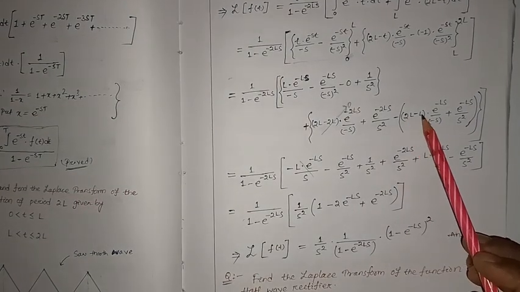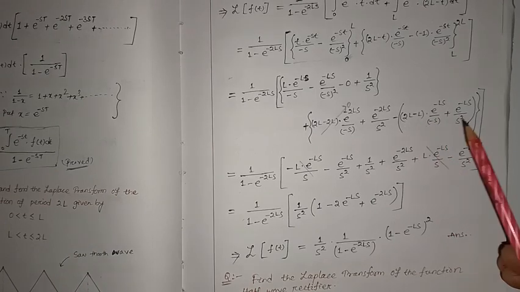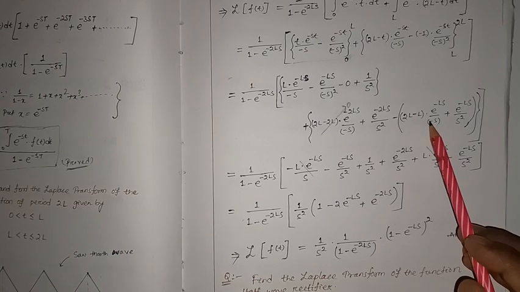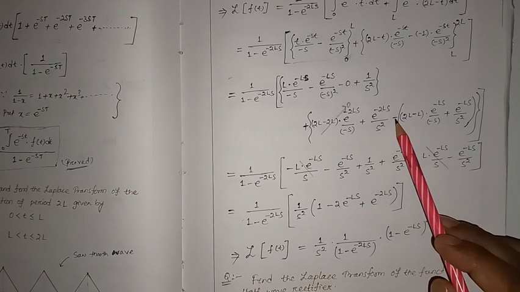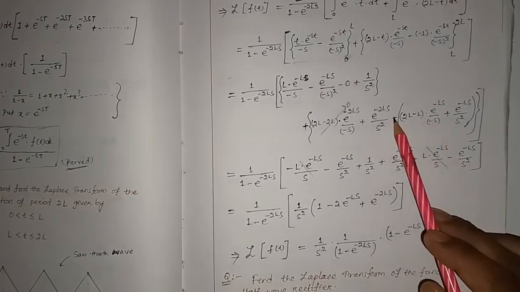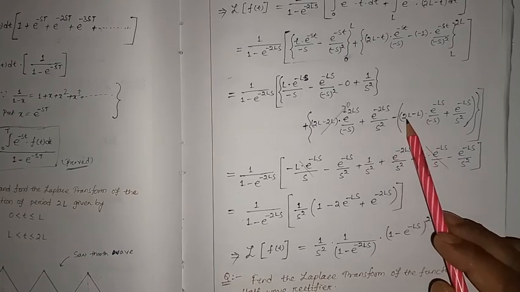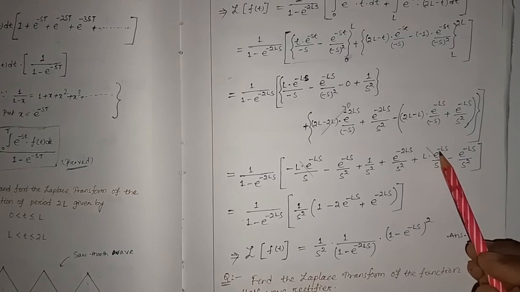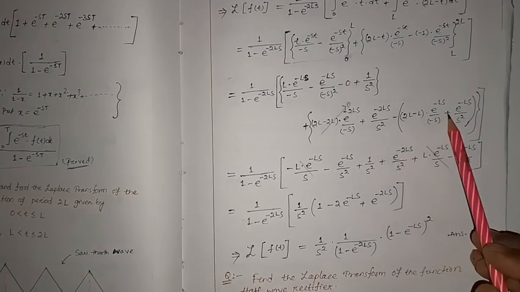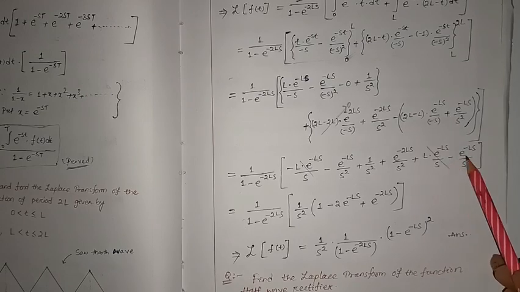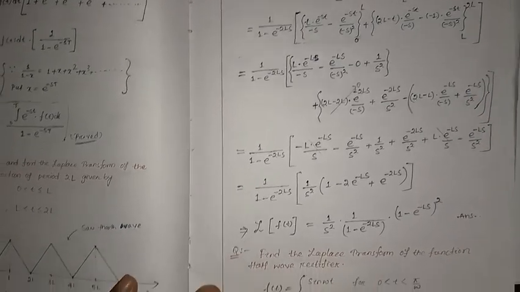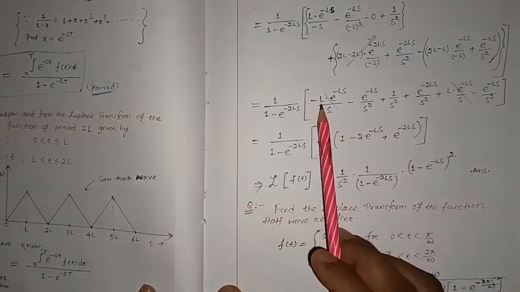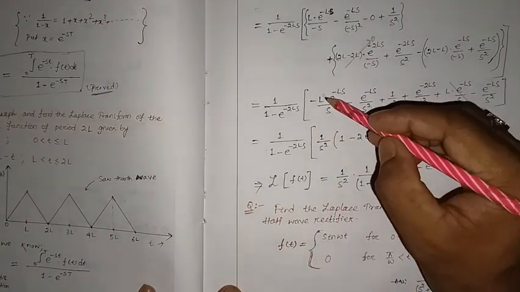Here you can see 2L minus L will be L. Okay, 2L minus L will be L. But here minus is there. Minus, and here minus will be plus, and this one minus plus, so plus here will be L into e to the minus Ls by s. Here minus, this is plus, so it will be minus e to the minus Ls by s square. So these two terms both are same but opposite sign, so minus and plus got cancelled.